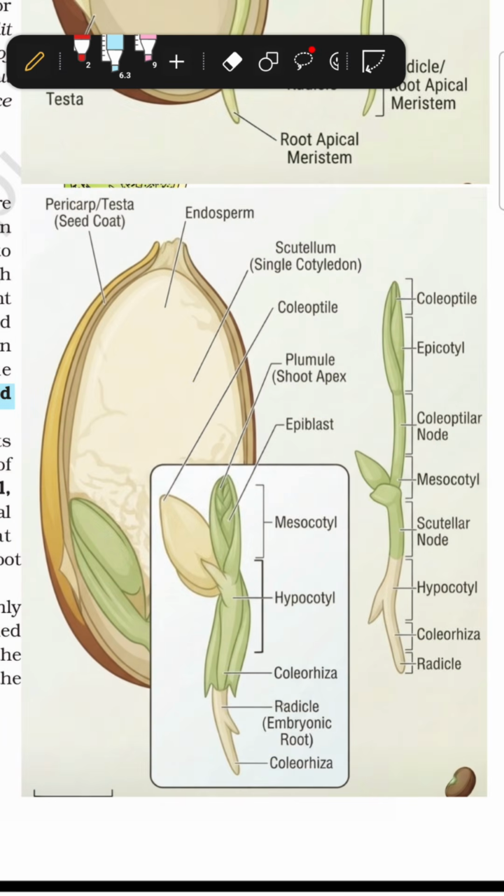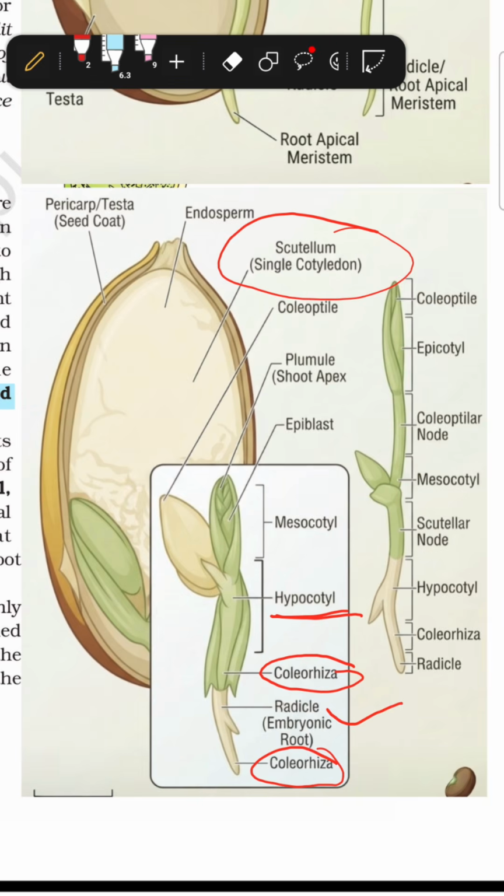Talking about monocot embryo. Monocot embryo has got a single cotyledon which is called as scutellum, which is located on the lateral side of the endosperm. It has got an embryonal axis. The lower region of the embryonal axis is called as hypocotyle. Hypocotyle terminates in a protective sheath called as coleorhiza. Now this coleorhiza encloses radicle, which is going to form the root in the plant as the seed germinates.